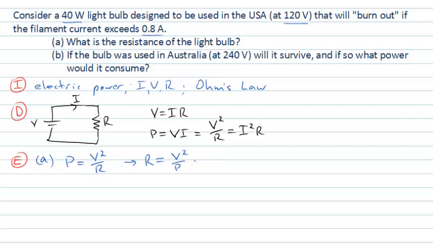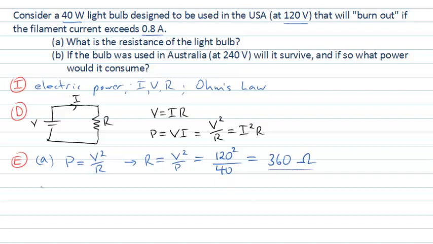And these are quantities that we know, so we can simply write here the voltage being 120 volts. We square that, it consumes power of 40 watts. And that calculation quite straightforwardly gives us an answer of 360. It's a resistance, it will be in units of ohms, if we've given our voltage and our power in SI units.